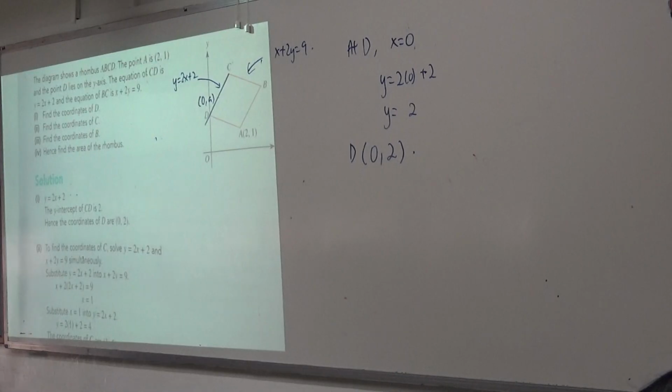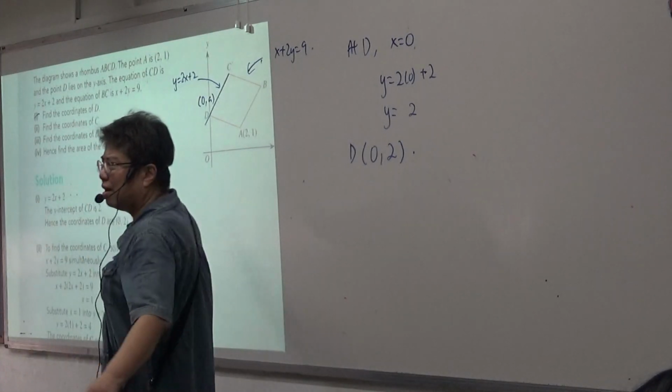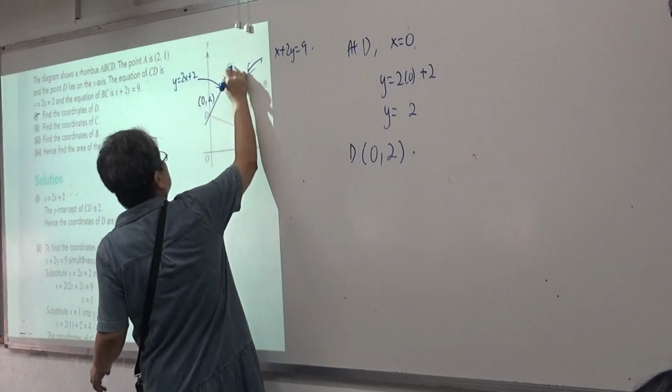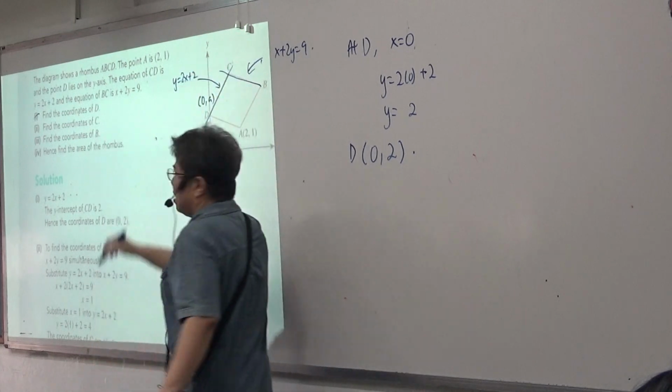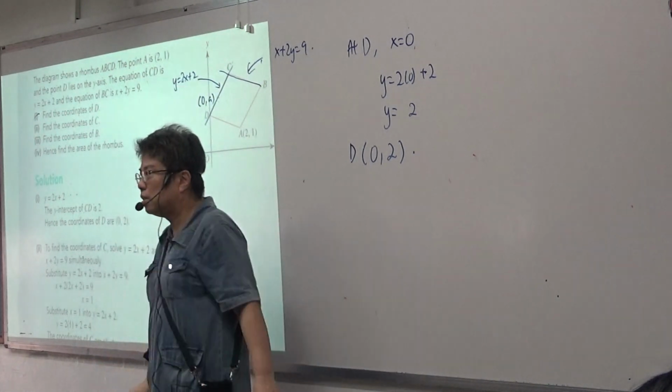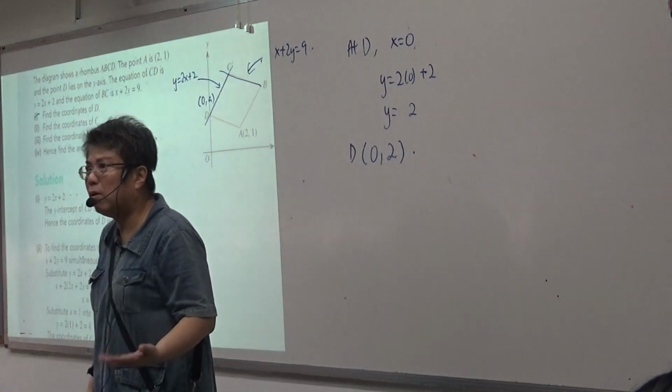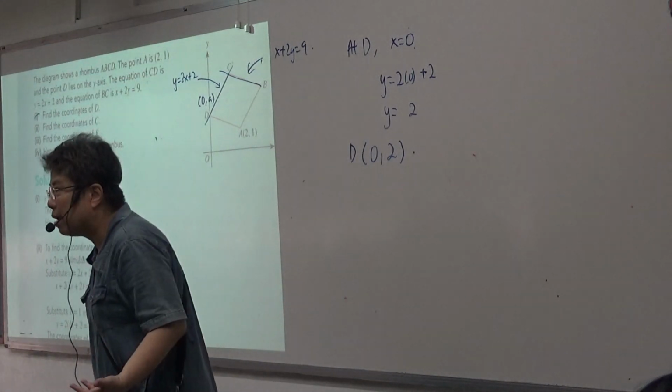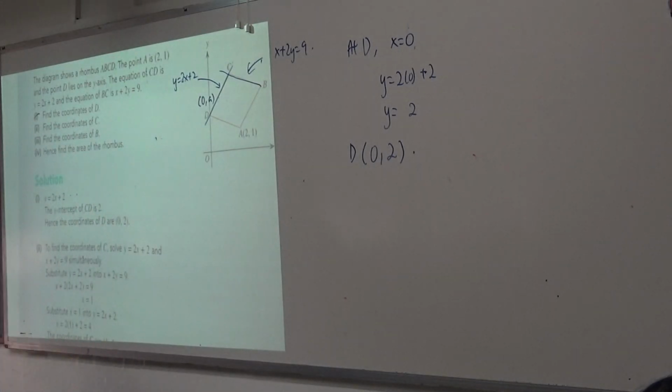Okay, first part. Find the coordinates of C. Now, all of you look at the box. C lies where? This line and this line intersect, right? So what must you do to these two equations? Solve them simultaneously. Am I right? I'm not going to go through the solving. I will show you the answer.